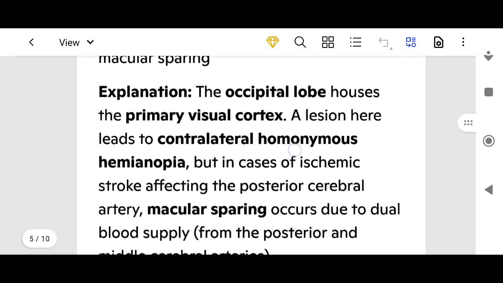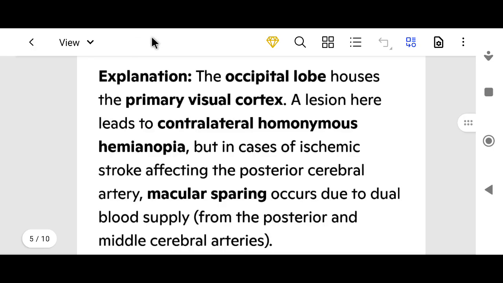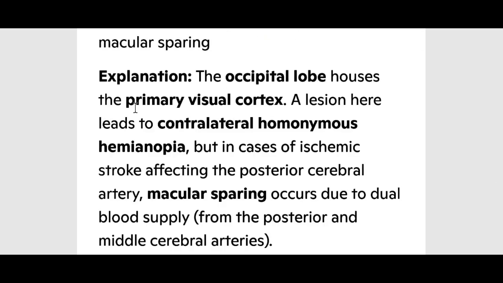Explanation: the occipital lobe houses the primary visual cortex. A lesion will lead to contralateral homonymous hemianopia, but in cases of ischemic stroke affecting the posterior cerebral artery, macular sparing occurs due to dual blood supply from the posterior and middle cerebral arteries.